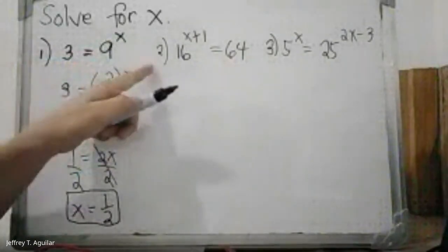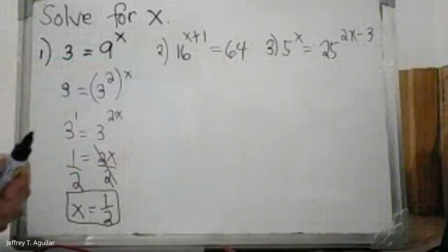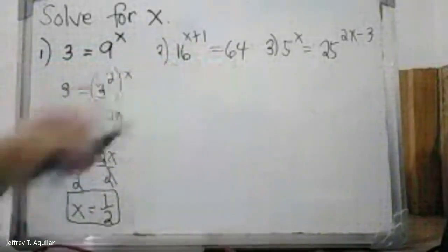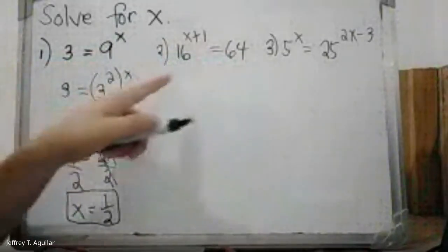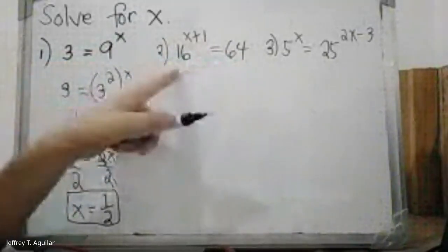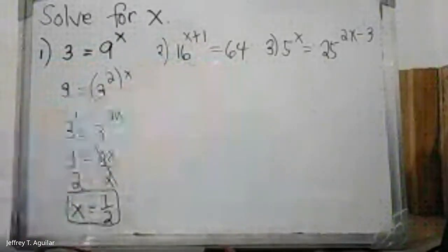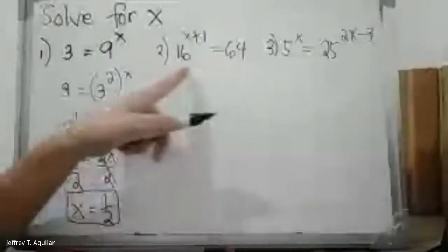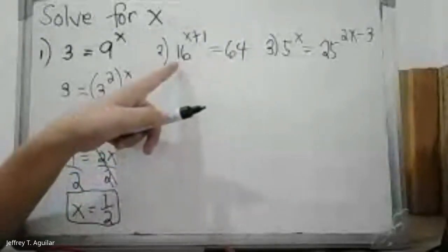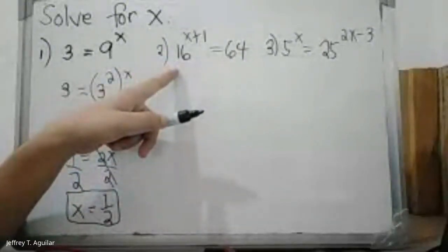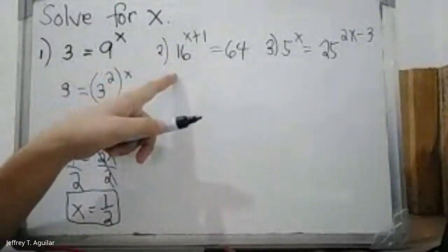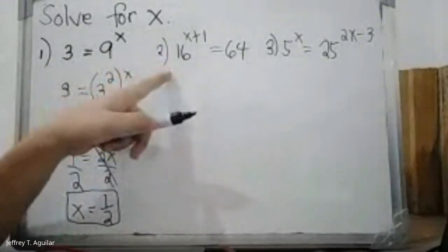Let's proceed to number 2. Number 2 is given by 16 to the x plus 1 equals 64. Now, as you have observed, both are actually multiples of 4. Or it could also be multiples of 2. You can actually do that. So my point is that you can have a base of 2 or a base of 4 in this particular figure. But in my case, I will be using 4 as my base.